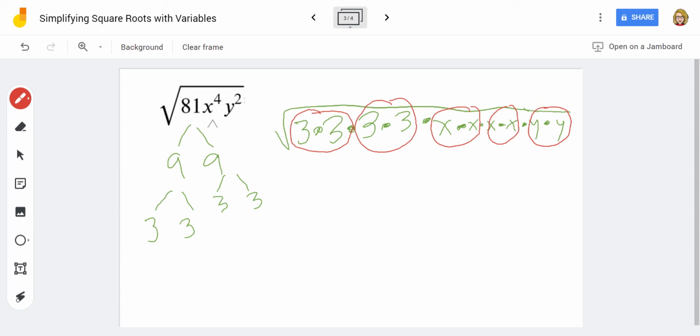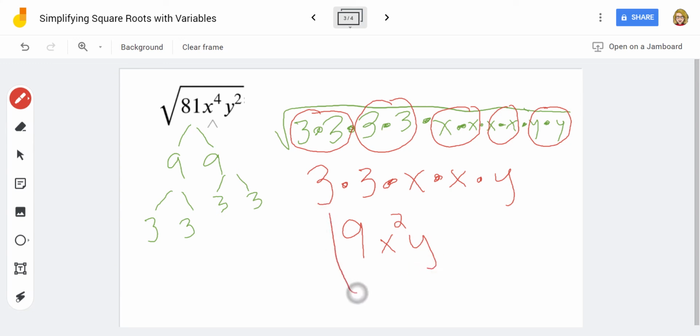If you notice, everything's circled inside my root. That means I have nothing left over in my root, so I will not write the root again. So I have 3 times 3 times x times y, all outside the root. Nothing's left inside, so let's multiply that together. So 3 times 3 is 9. x times x is x squared, so I have 9x squared y. So that's my final answer for that one.